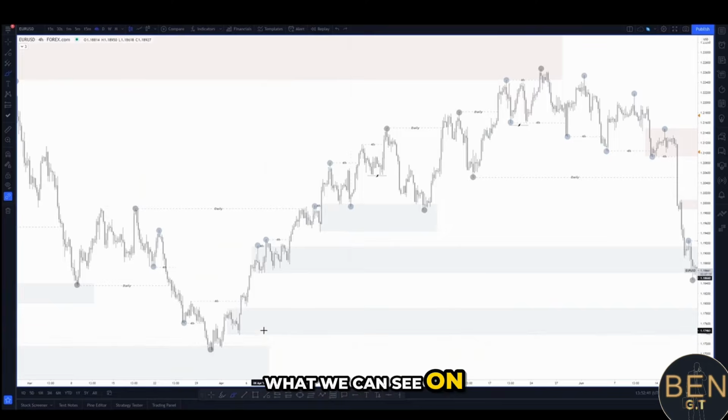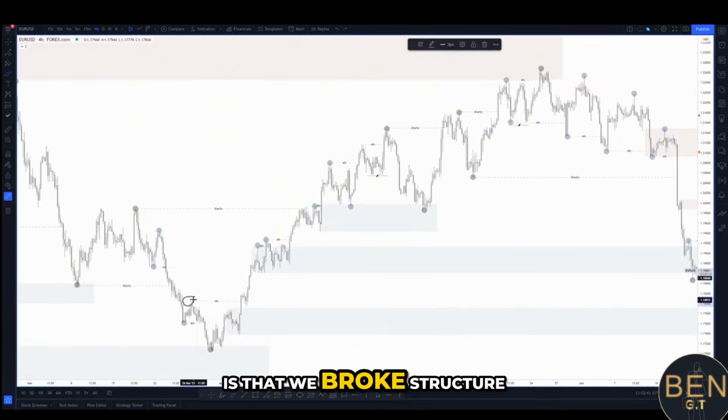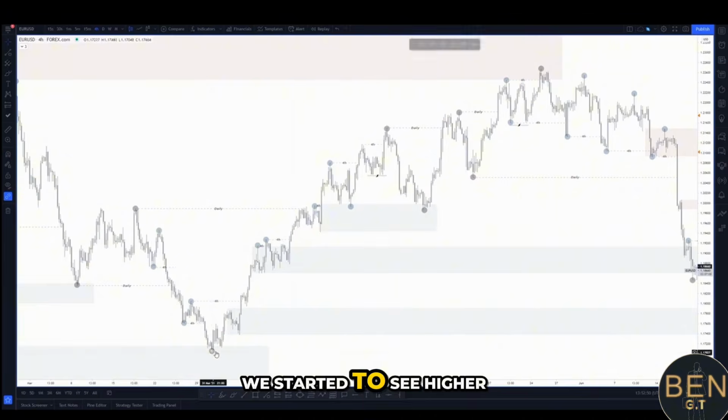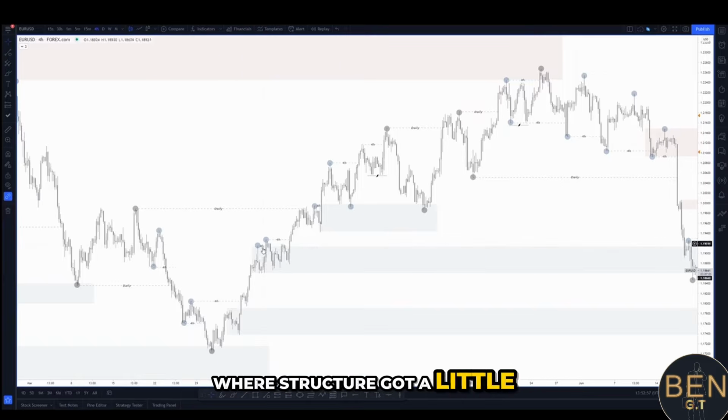And what we can see on the 4-hour chart, again, is that we broke structure on this point here. We started to create an uptrend. We started to see higher highs and higher lows being formed, especially in this spot where structure got a little bit more tight-knit, and this is range-created demand, as we would know.